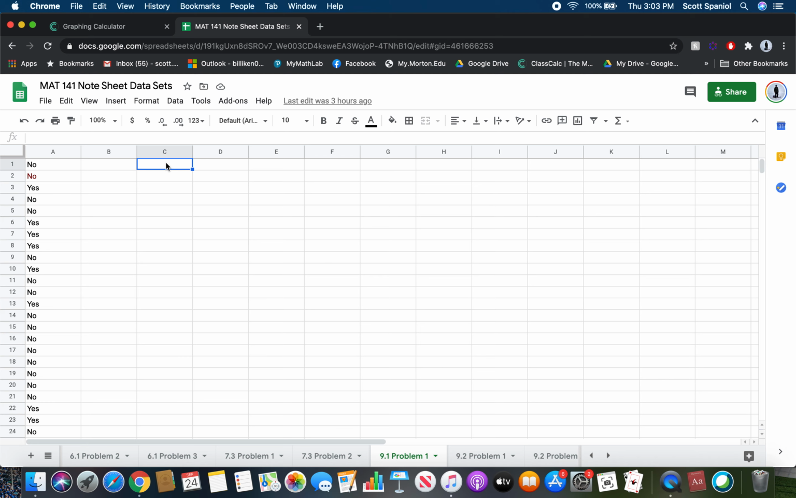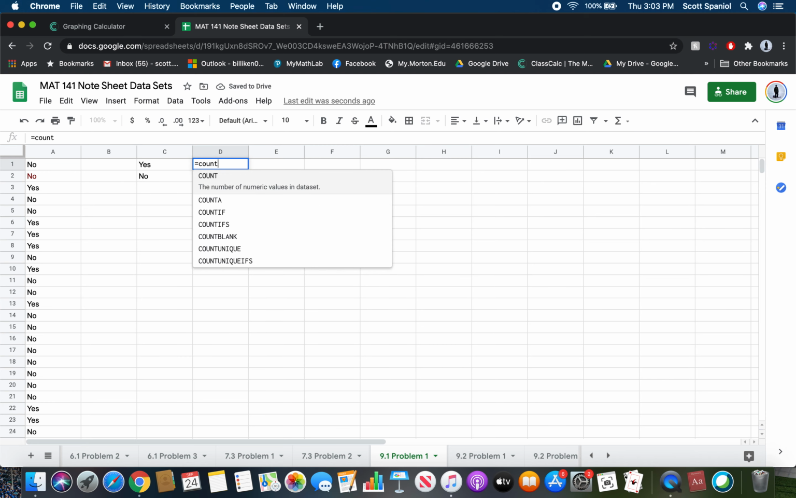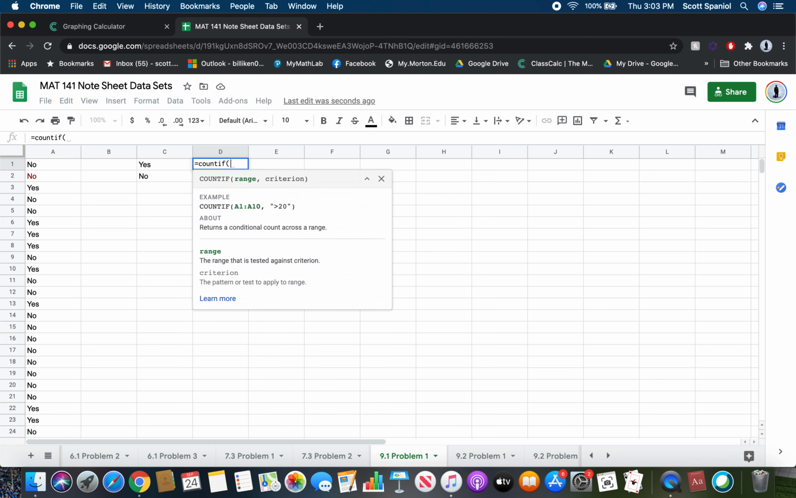So the way I like to do it is make 2 rows. I've got my yes row and my no row. And then I can use a command called COUNTIF. So I'm going to put in COUNTIF. And then for COUNTIF, you put in the range you want to look in. So in this case, we want to look in column A, so I do A:A.